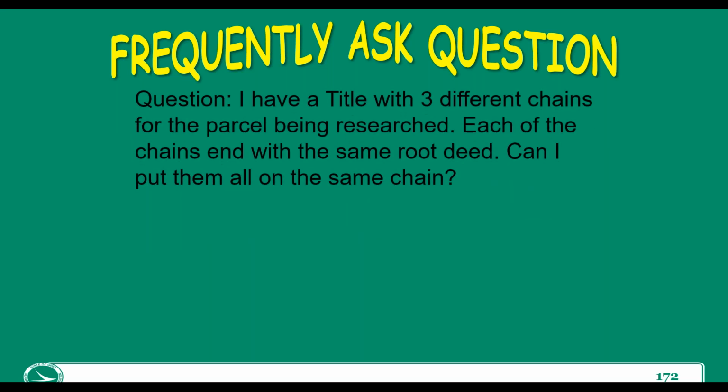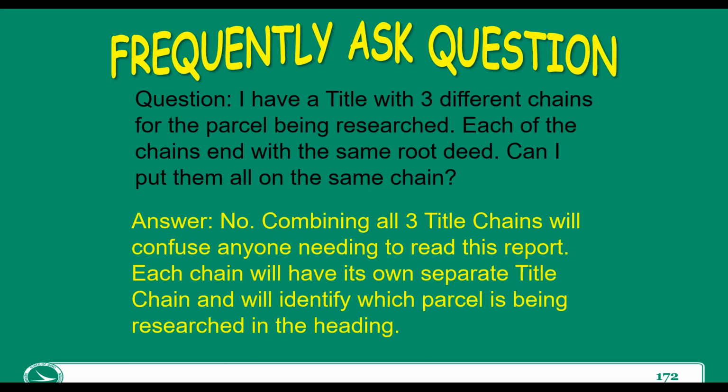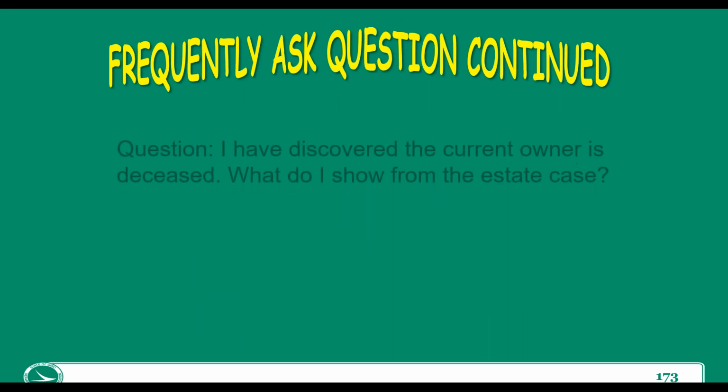I have a title with 3 different chains for the parcel being researched. Each of the chains ends with the same root deed. Can I put them on the same chain? No. Combining all 3 chains will confuse the reader. Anyone needing to read this is going to get confused. You need to separate those chains. It's not a big deal to copy and paste that root deed into your next set of acreage or whatever.